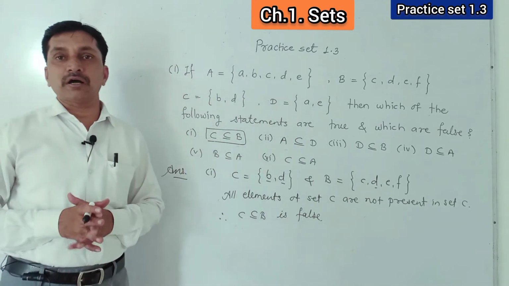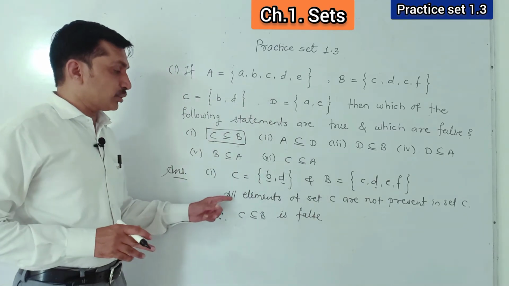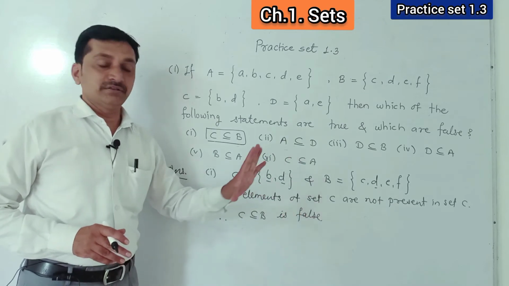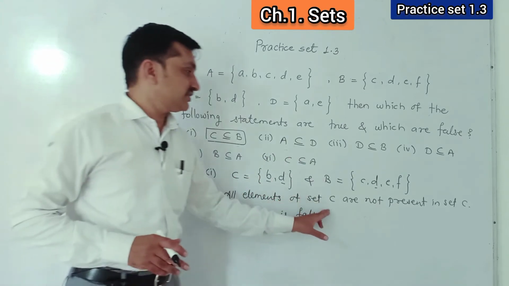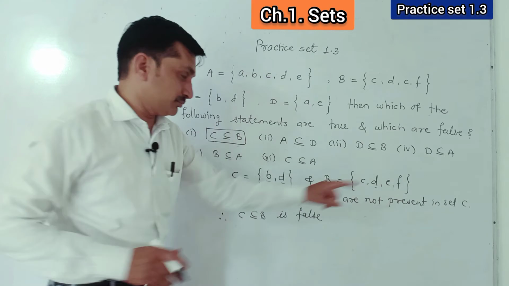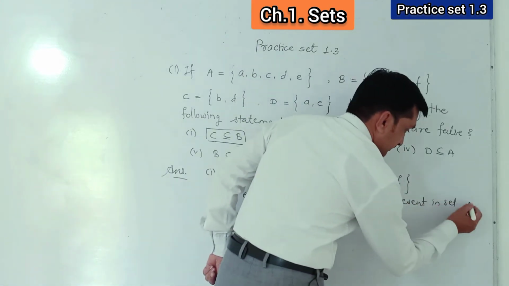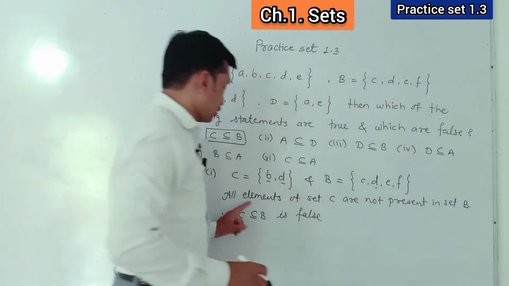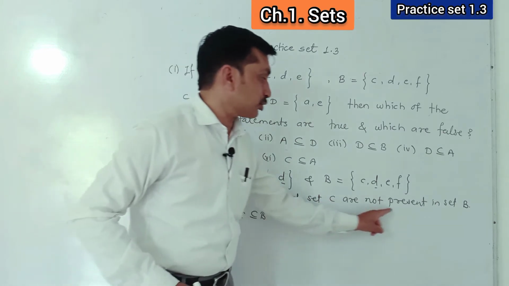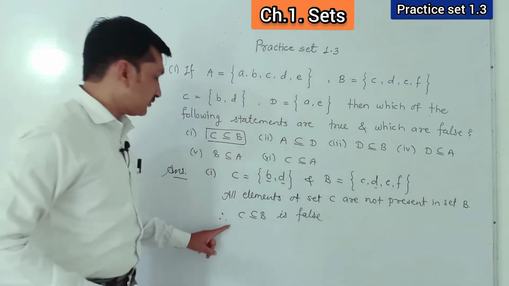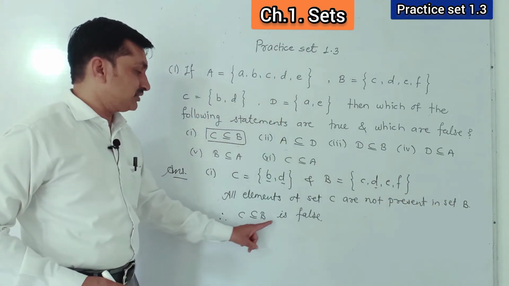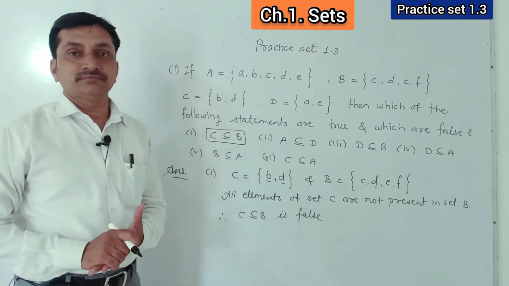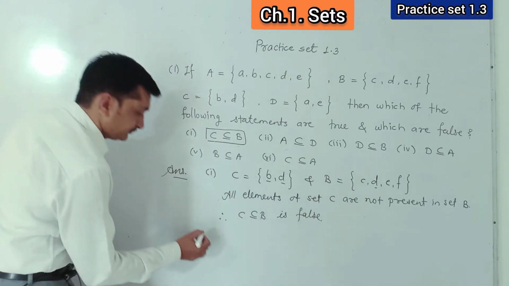With reason I explained here. It is the reason why it is false, because the reason is this: all elements of set C are not present in set B. Therefore, C is a subset of B is false. Okay, let's see second.